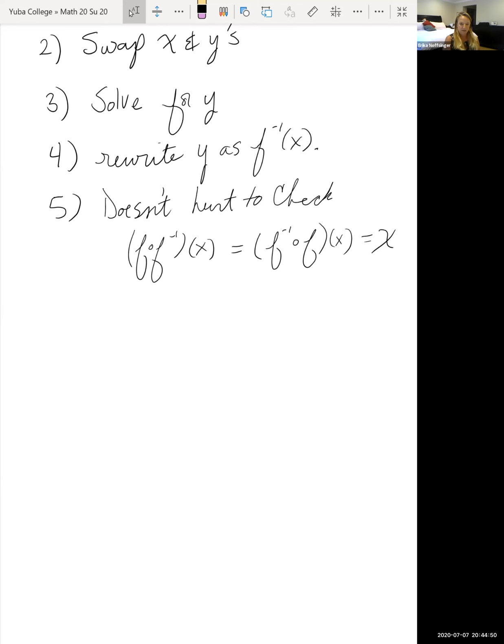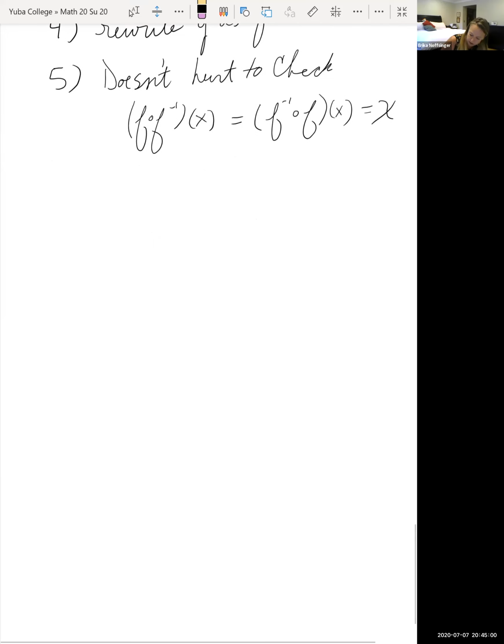Okay, so I kind of just gave you a review of all of inverse functions, one-to-one functions from 6.2. And so let's just do some quick examples.